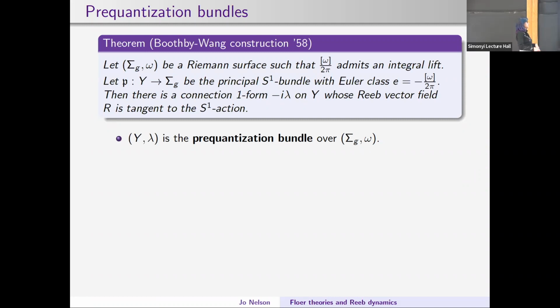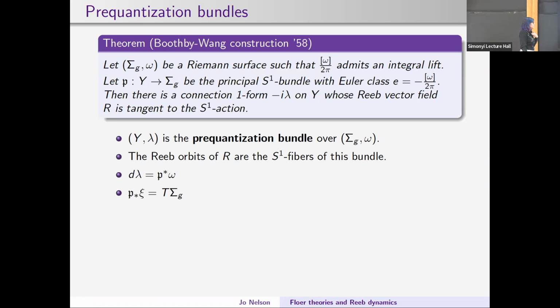And if I set this all up correctly, then I call Y lambda a prequantization bundle over the surface Sigma g omega. And then I have a variety of things apparent from this setup.